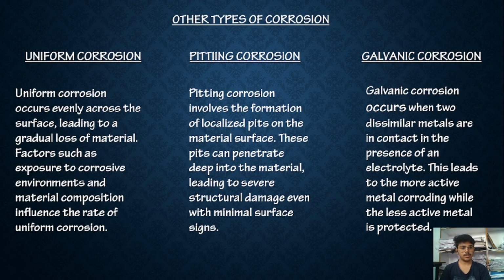Galvanic corrosion. Galvanic corrosion occurs when two dissimilar metals are in contact in the presence of an electrolyte. This leads to the more active metal corroding while the less active metal is protected. So I hope you all have got an idea about corrosion and its types.